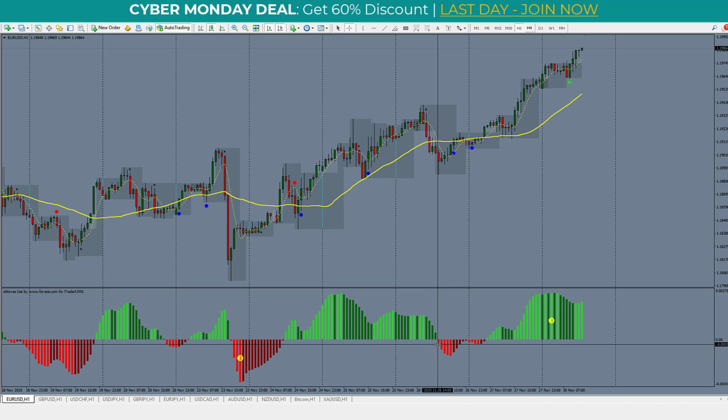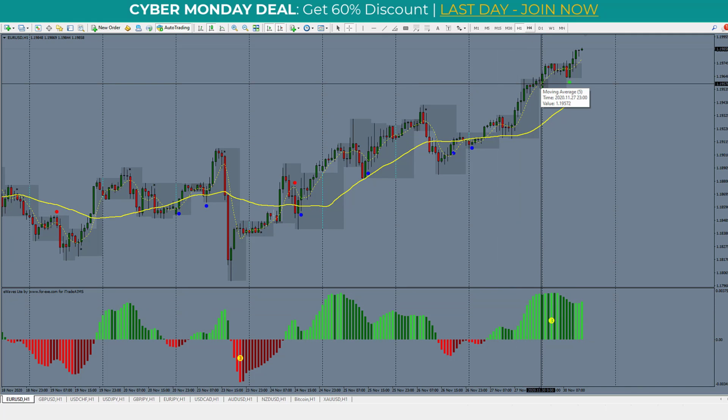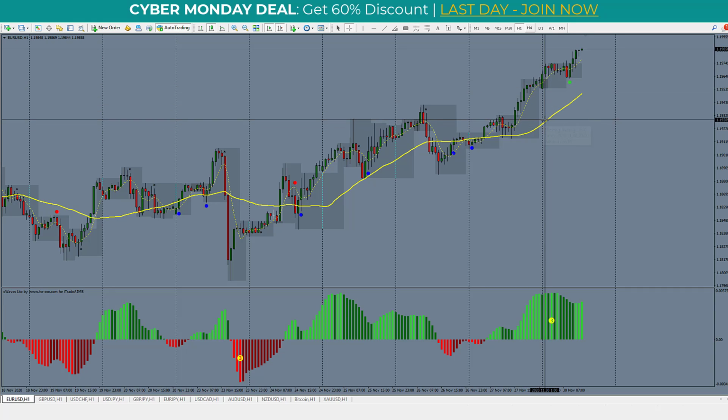Now the AO is basically the cross of the 5 and 34 simple moving average. Did you guys know that? So when it crosses below, we have a red histogram, and when it crosses above it, we have a green histogram, the beginning of it. So what is the histogram? Well, the histogram is basically the distance between the 5 simple moving average and the 34 simple moving average.